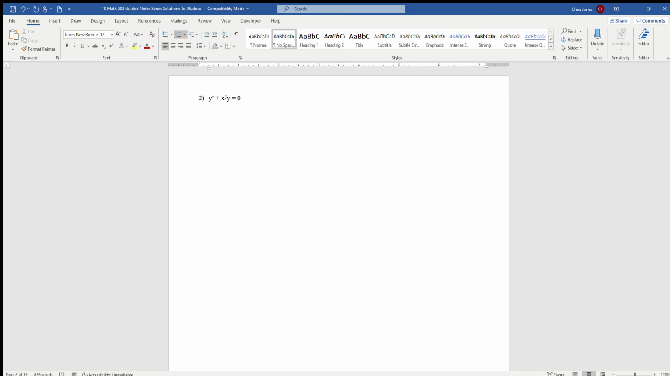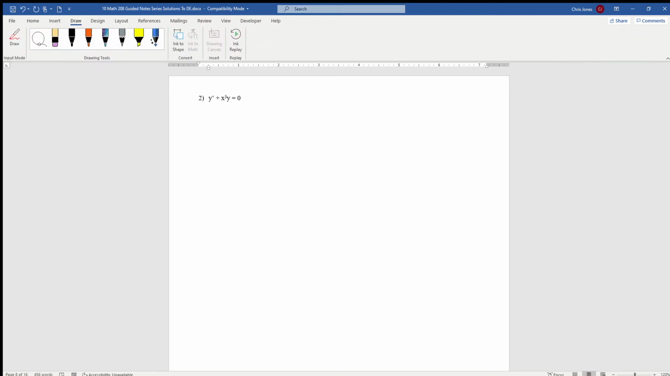So another example of solving a differential equation by using a power series. This time we have y prime plus x cubed y equals 0. And this one's going to be a little bit more algebra intensive than the previous. Let's solve this analytically first. All right, and we can use separation of variables really nicely and easily.